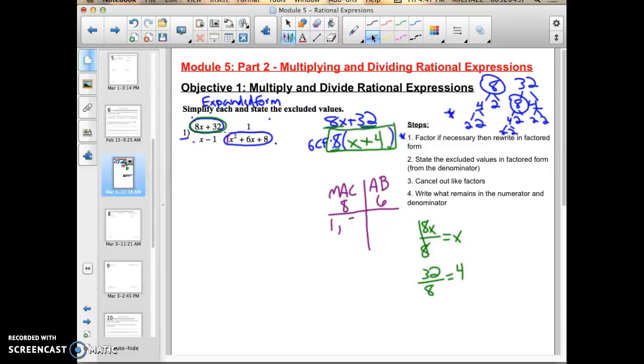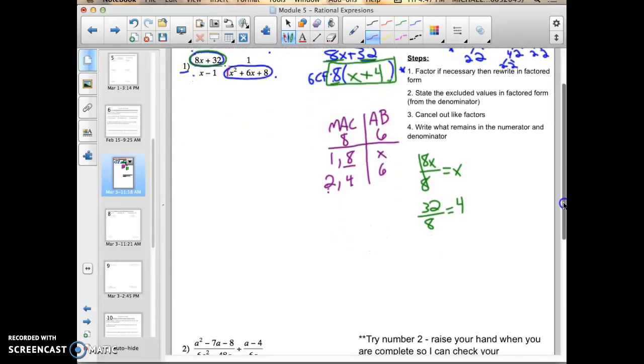So I need factors of 8 that add up to 6. I can start with 1 and its partner. 8 divided by 1 is 8. 1 plus 8 is not 6, though, so that doesn't work. Go on to 2 after 1. 8 divided by 2 is 4. Now, 2 times 4 is 8, and 2 plus 4 is 6. So I have found my factors for this trinomial. I have an x plus 2 because the 2 is positive, and I have an x plus 4 because the 4 is positive. So this is the factored form of this trinomial.